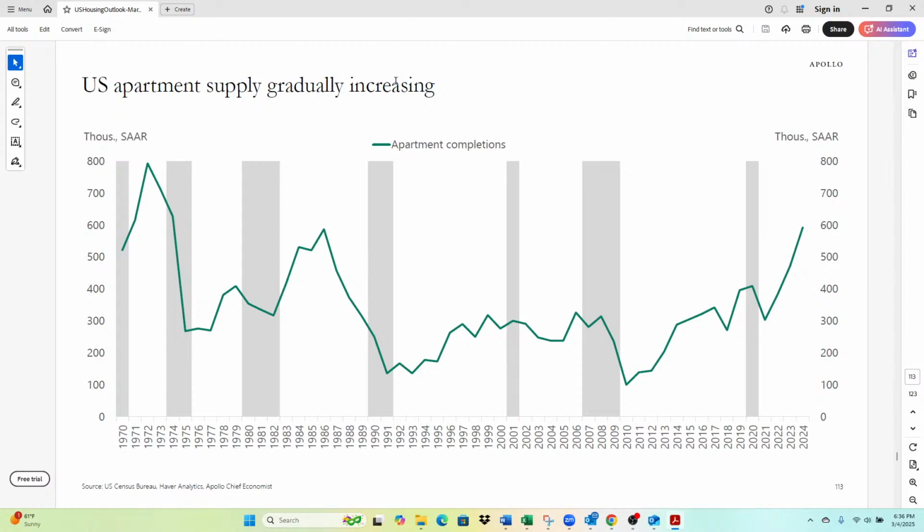We saw this really large increase the last 2 years in apartment supply, which is why there's more available units, but it's not out of whack. And as we know, fewer apartments are going to come to market over the next couple of years. So it'll be interesting to see how this chart looks.